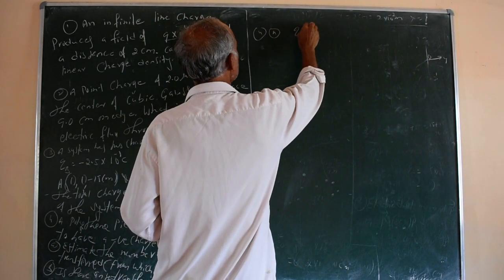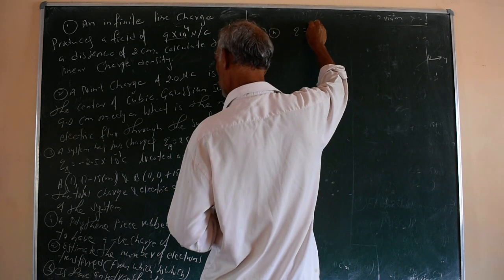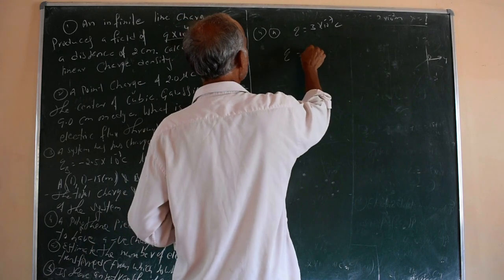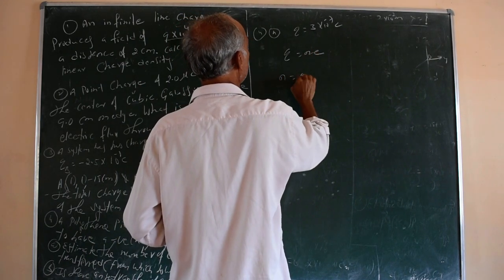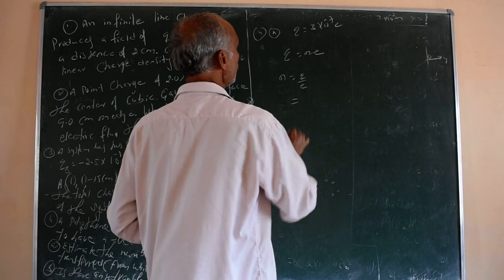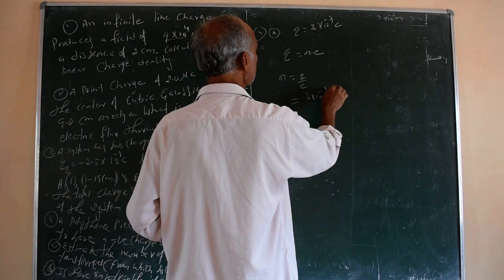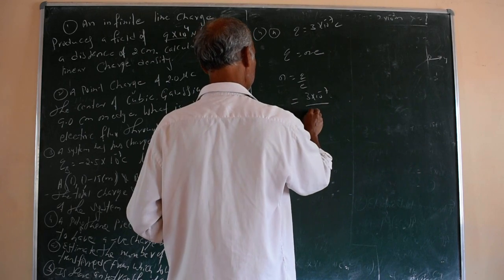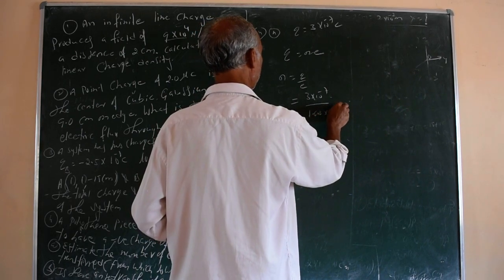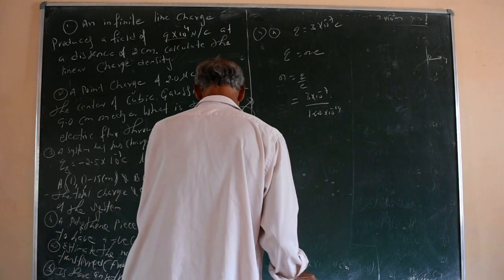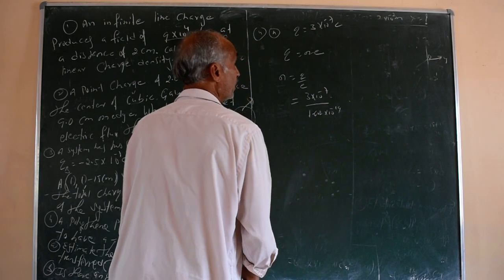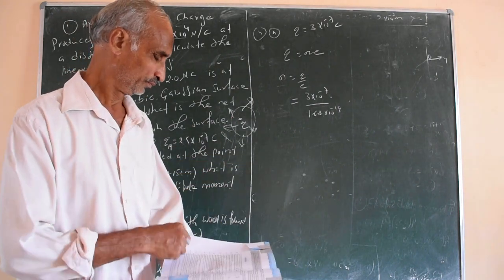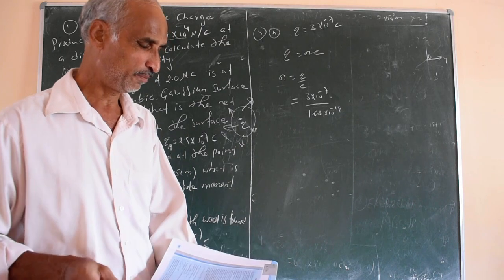Q is equal to 3 x 10^-7 coulombs. Q is equal to Ne, therefore N is equal to Q by e. Q is 3 x 10^-7 coulombs, upon e, which is 1.602 x 10^-19. Right or wrong, let's see. It is correct, but let's conclude.